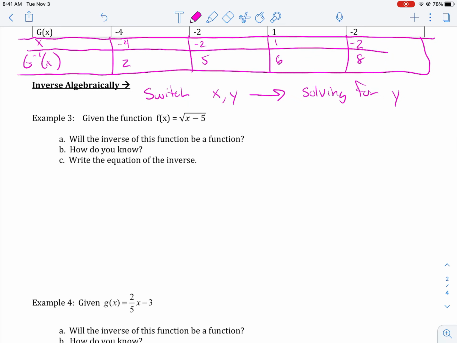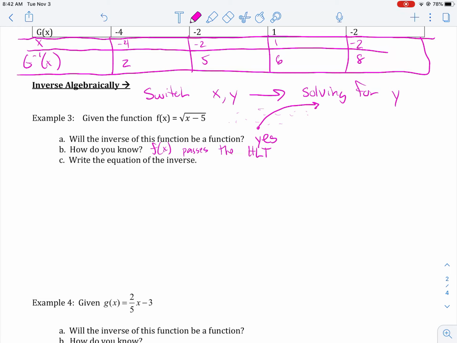So will the inverse of this function be a function? Well, this is a root function, right? So it would look something like this. If you remember our root function in the beginning, they kind of just curl off to the right. So if we gave it the horizontal line test, we would pass, right? It would be okay. So, will the inverse of this be a function? Yes. How do you know? f of x passes the horizontal line test.